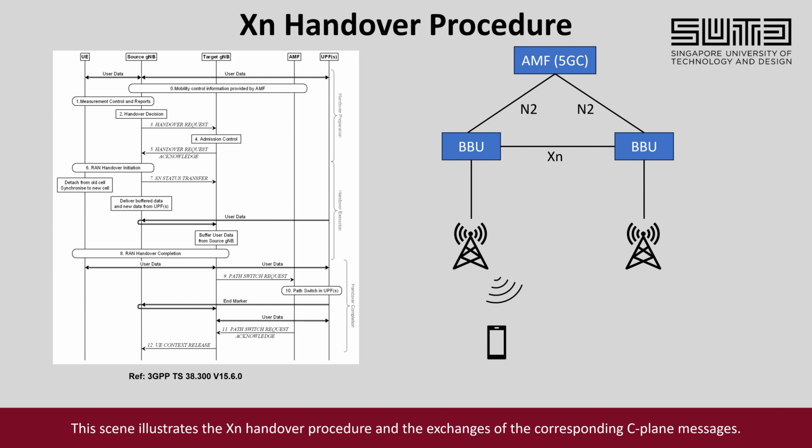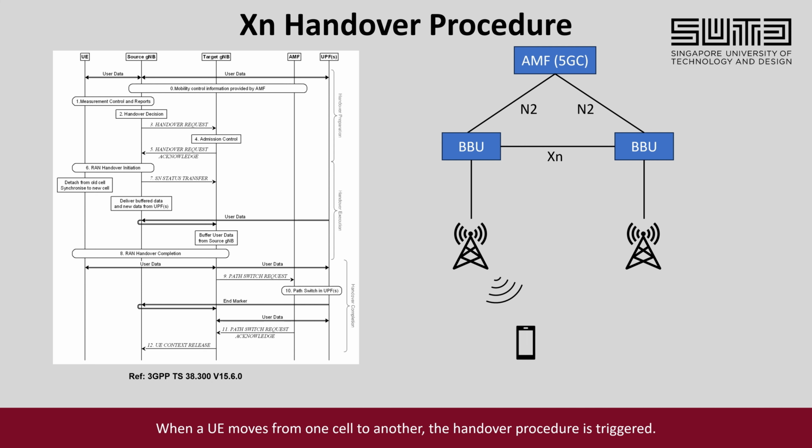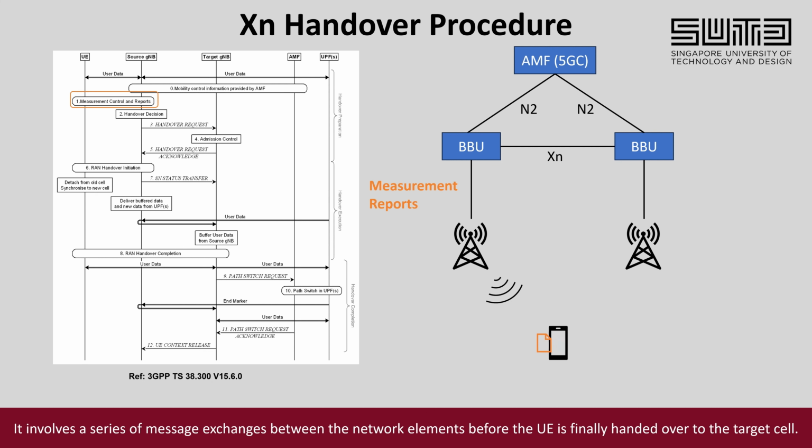This scene illustrates the Xn handover procedure and the exchanges of the corresponding C-plane messages. When a UE moves from one cell to another, the handover procedure is triggered. It involves a series of message exchanges between the network elements before the UE is finally handed over to the target cell.